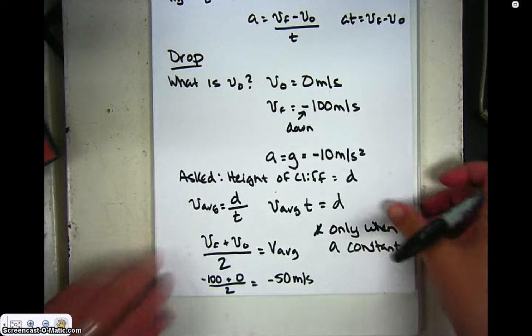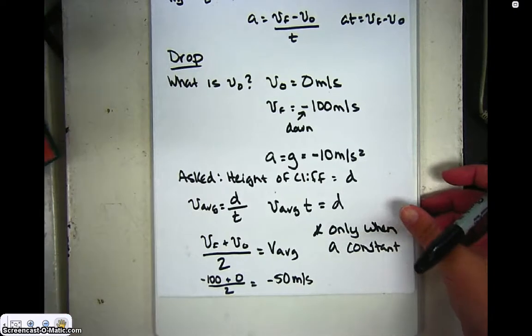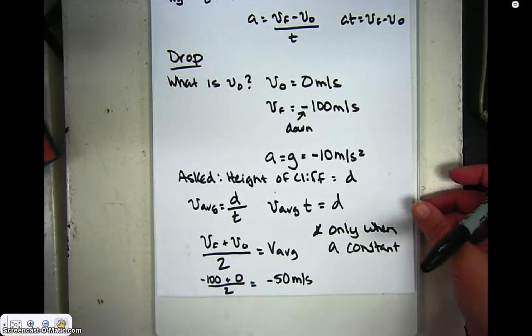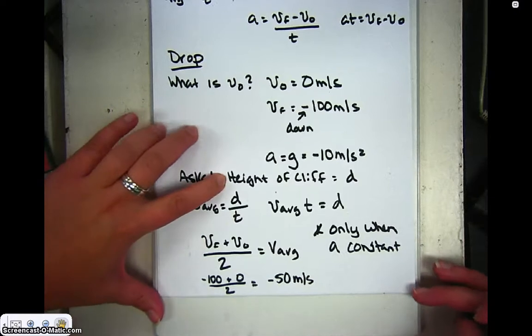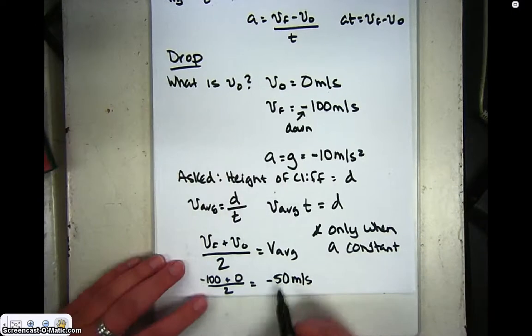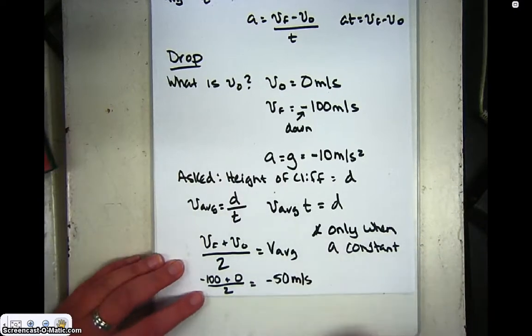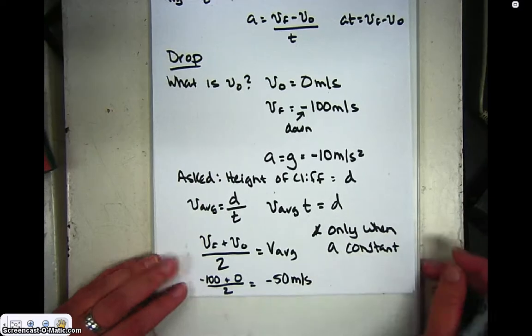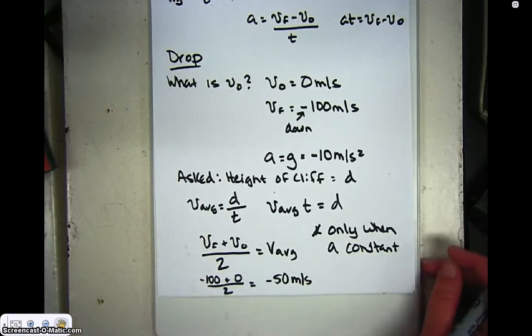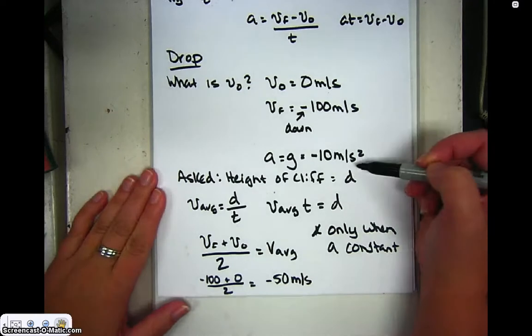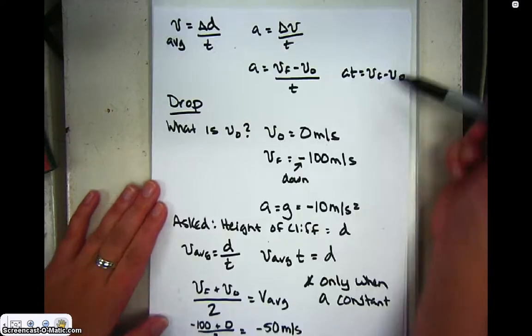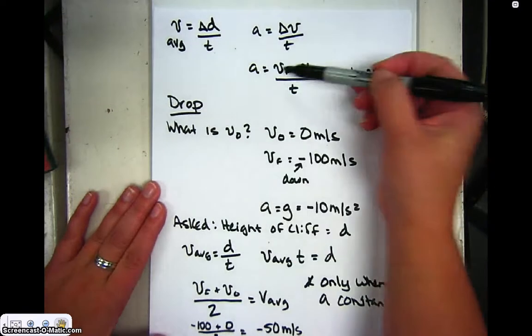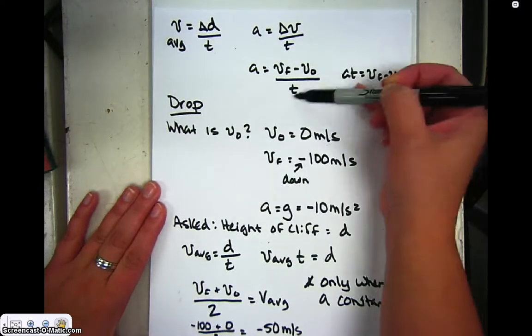Now, my original question was what is the height of the cliff? I just found v average, so that's one thing I need. But the other thing that I need is time. So I need to figure out if there's some way that I can solve for time given that I have these three knowns. If I look up here, I have this equation, v final minus v initial all over t equals a.